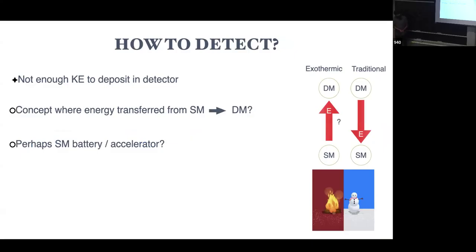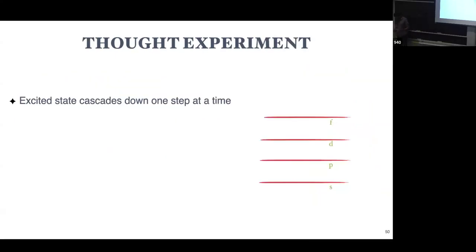I want to ask the question: is there a concept where instead of energy coming from standard model to dark matter, which is every experiment you could possibly think of, at least in the WIMP parameter space, could you do something opposite, where energy goes from dark matter to standard model? Sorry, from standard model to dark matter. So something like what I'm showing here, where energy is traveling in this direction, and it just sounds ridiculous just to say it. But let me motivate a strategy to do something like that.